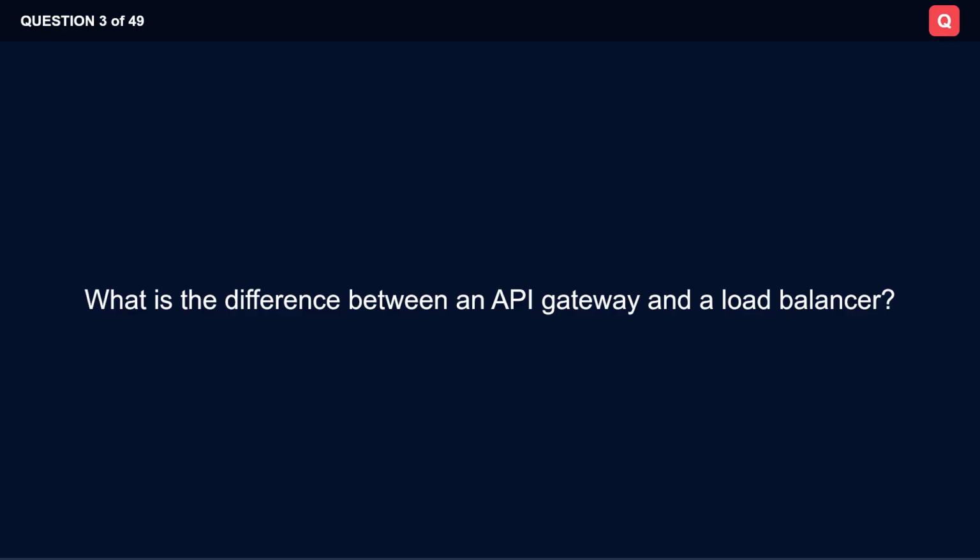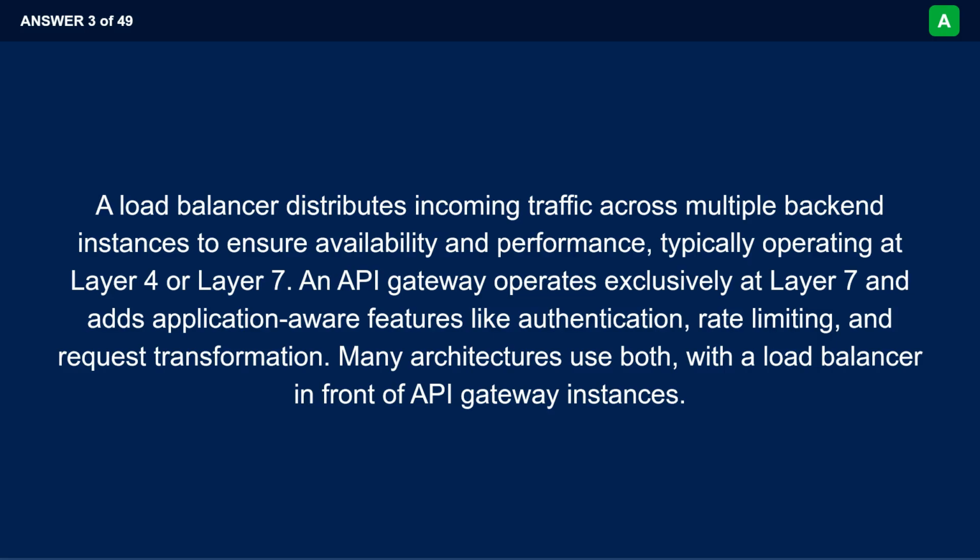What is the difference between an API gateway and a load balancer? A load balancer distributes incoming traffic across multiple backend instances to ensure availability and performance, typically operating at Layer 4 or Layer 7. An API gateway operates exclusively at Layer 7 and adds application-aware features like authentication, rate limiting, and request transformation. Many architectures use both, with a load balancer in front of API gateway instances.